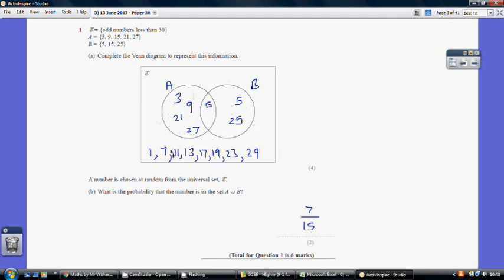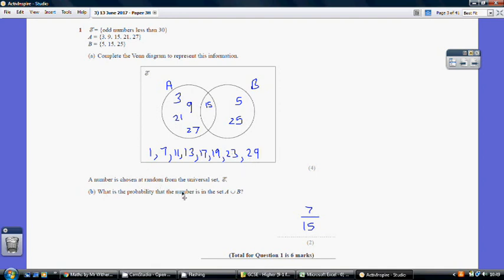Now we've got to fill up the rest of the rectangle with all the other odd numbers which are less than 30. So 1, 3's already done, 5's already done, 7, 9's already done, 11, 13, 15's done, 17, 19, 21's done, 23, 25 and 27 are done, and then 29.